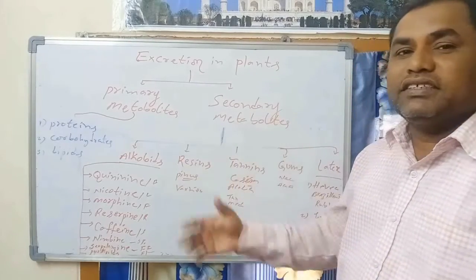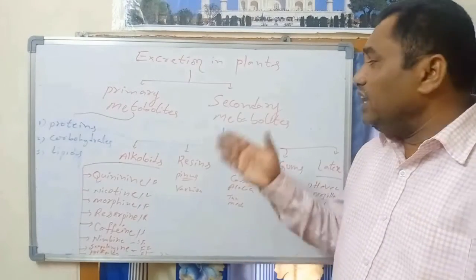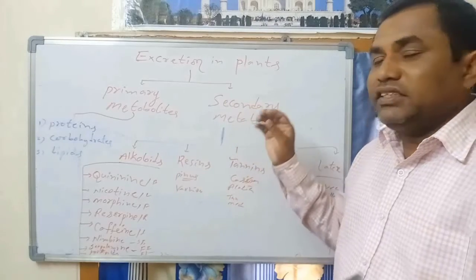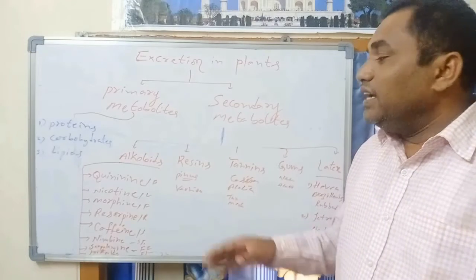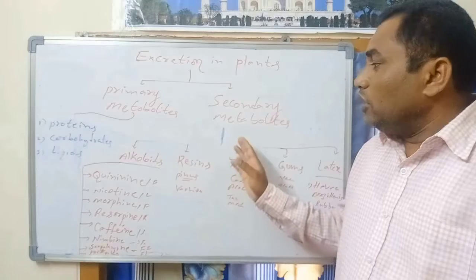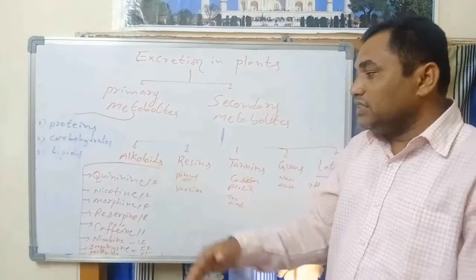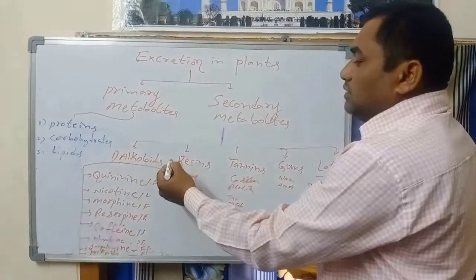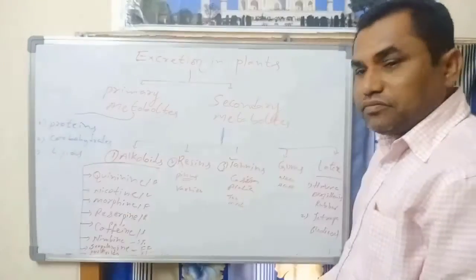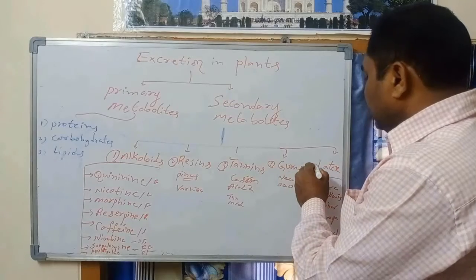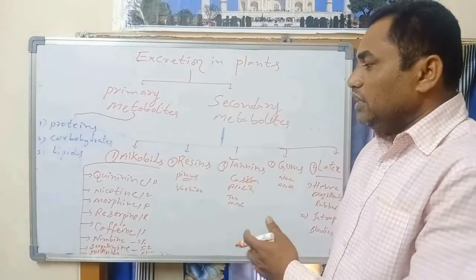What are the secondary metabolites in the plants? Already I said they are produced for protection, but man has recognized their commercial importance. Now, what are the major secondary metabolites in the plants? Alkaloids, resins, tannins, gums, and latex. So these are the major secondary metabolites.